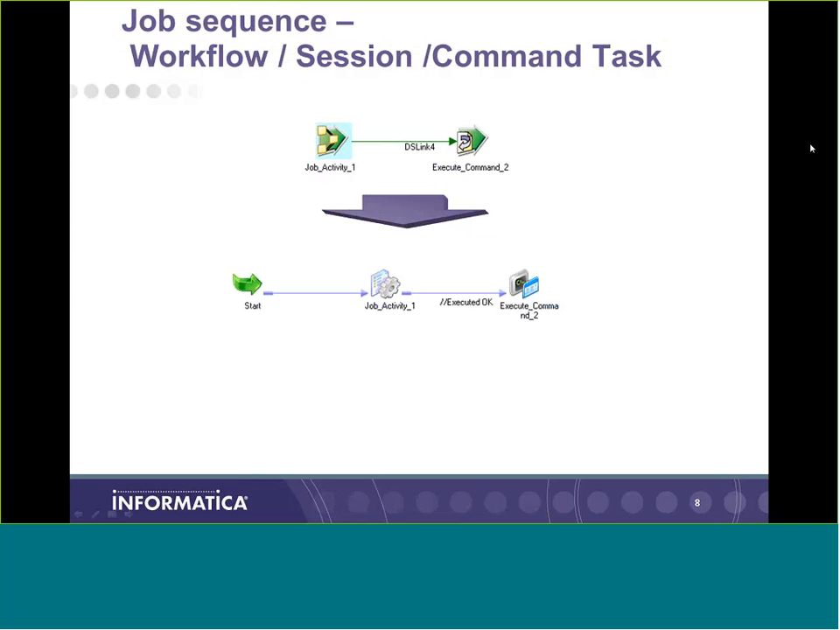In this example, we are converting a job sequence, which is converted into a PowerCenter workflow. And in this case, it contains the equivalent for the job activity, which is the session in PowerCenter running the actual mapping that we saw earlier. And then that's followed by a command task, equivalent to the command line job from the DataStage environment.